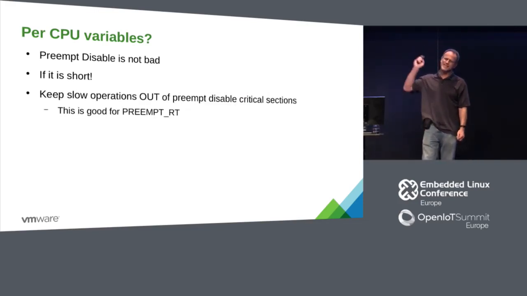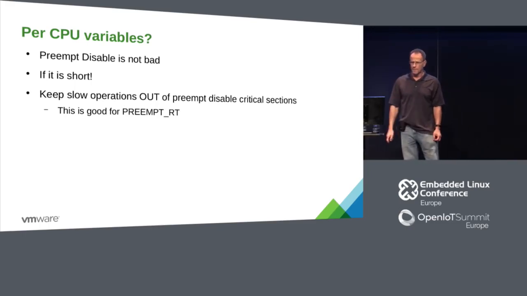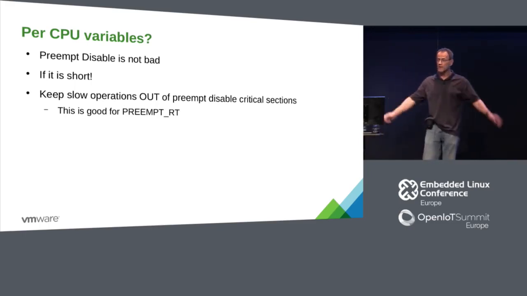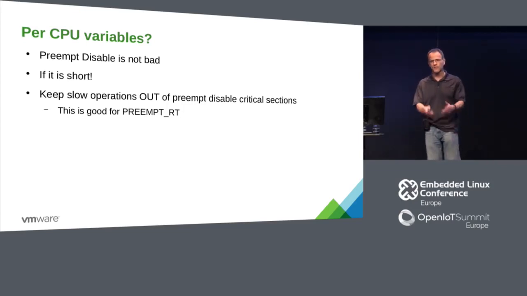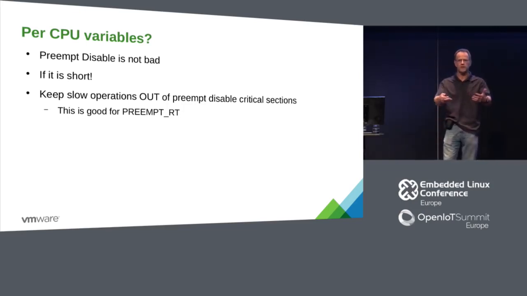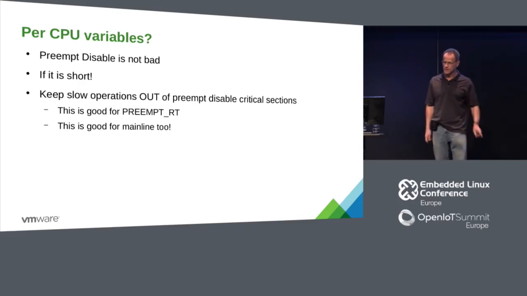So preempt disable is not bad if it is short. Keep slow operations out of preempt disable. This is not only good for real time, but it's also good for just the reaction of the system, because it's good for mainline too.